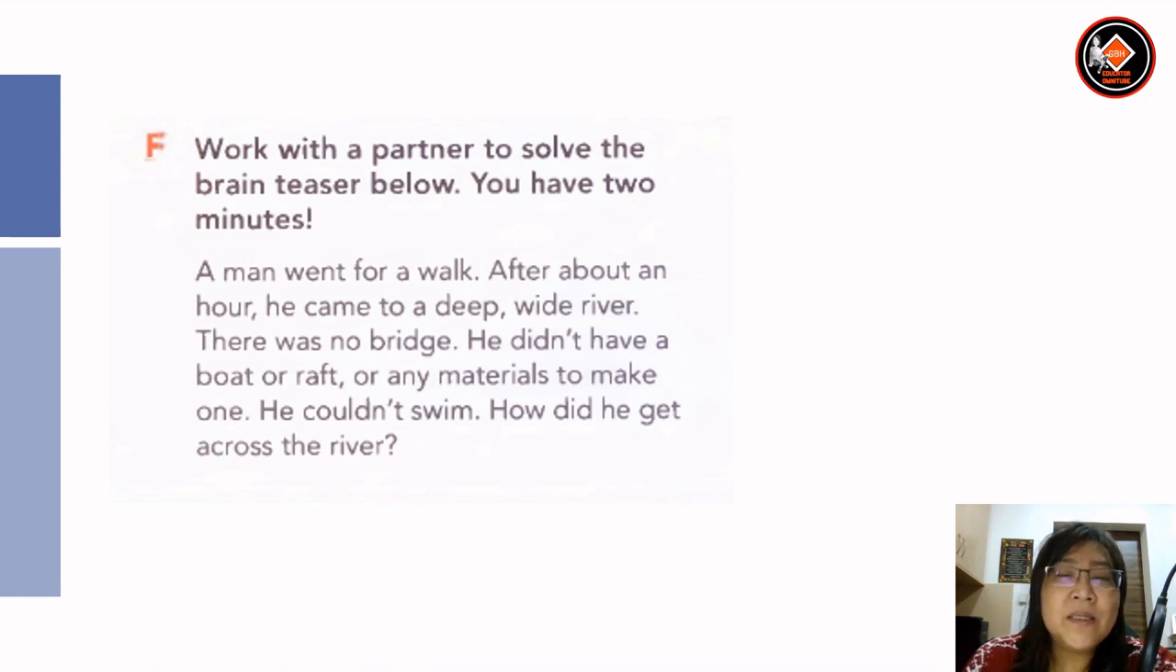Now, work with a partner to solve the brain teaser below. You have 2 minutes. A man went for a walk. After about an hour, he came to a deep, wide river. There was no bridge. He didn't have a boat or a raft or any other materials to make one. He couldn't swim. How did he get across the river? So how did he get across the river? So this is a brain teaser.